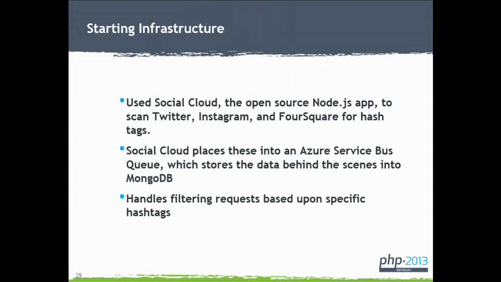So all we then had to do was to be able to go and start pulling things off of that queue. And the nice thing about the SocialCloud app is it already handles doing a lot of the filtering for us. So the SocialCloud app can be configured to say it only wants to see ZenCon tweets, for example. And then we're just automatically pulling in only the ZenCon tweets.